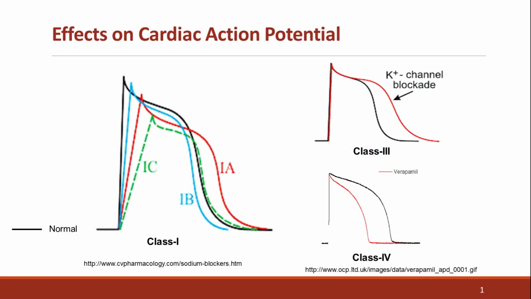As a result, Class 1A drugs moderately decrease depolarization rate, Class 1B minimally affect it, and Class 1C markedly depress it. Class 3 drugs prolong repolarization, and hence the refractory period, while Class 4 shorten it by removing the plateau.